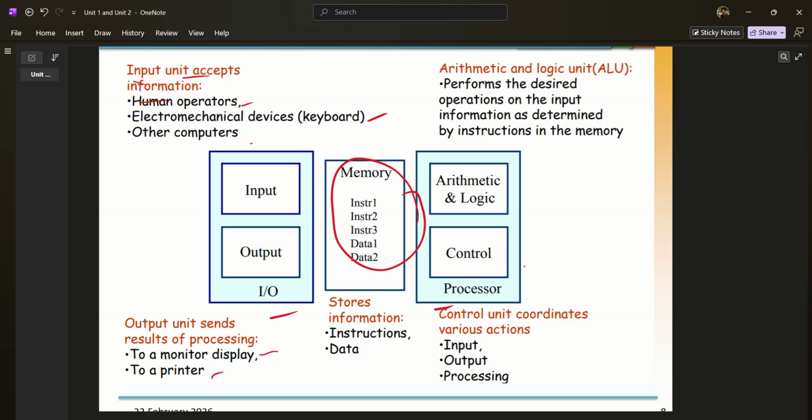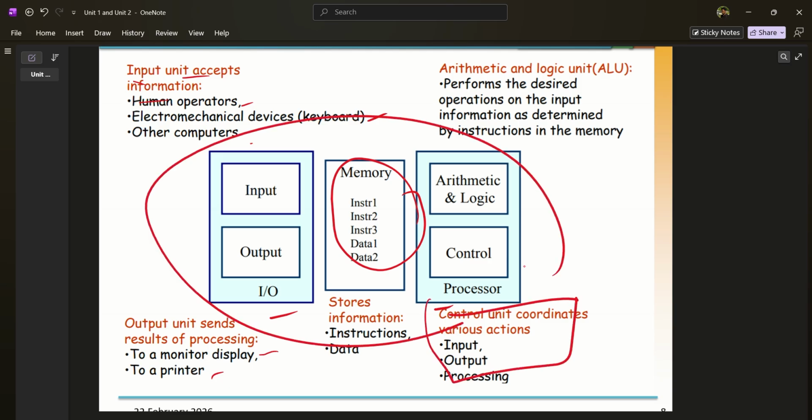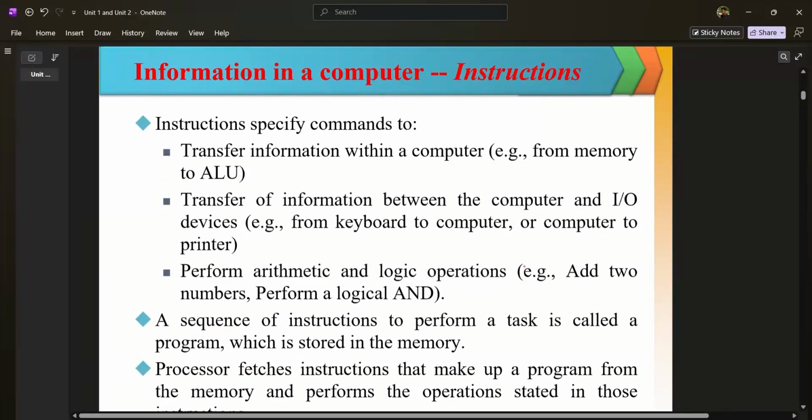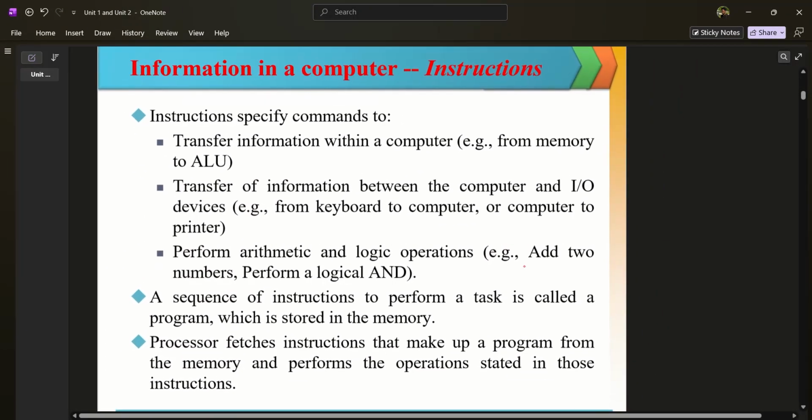Next, control unit. The control unit coordinates various actions such as input, output, and processing. This is the one which takes care of everything happening here. So that's it.